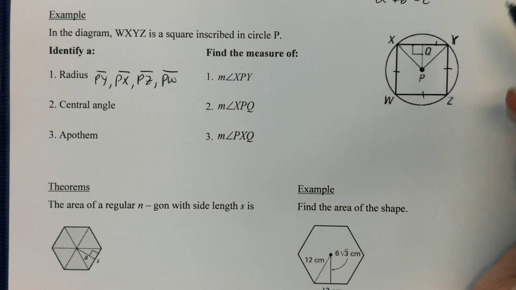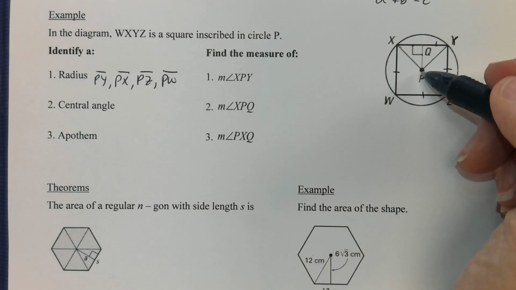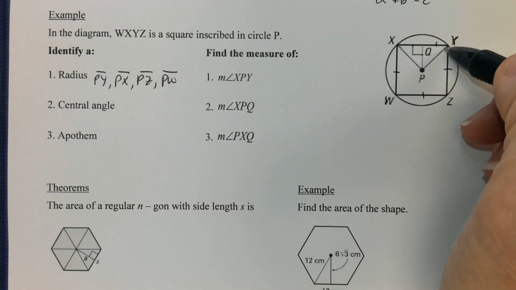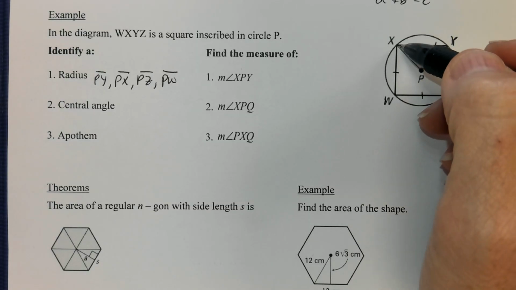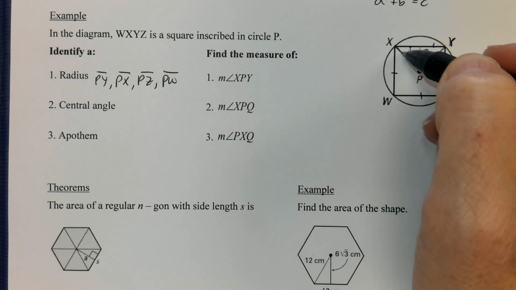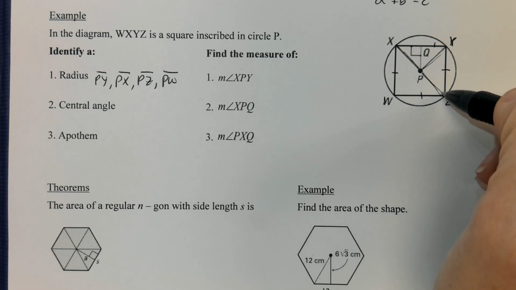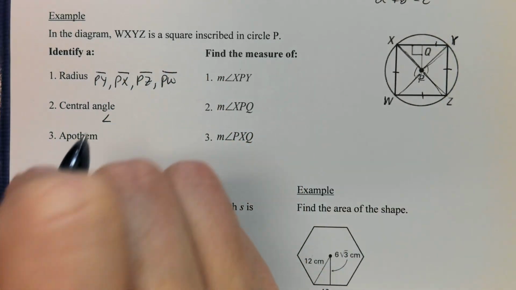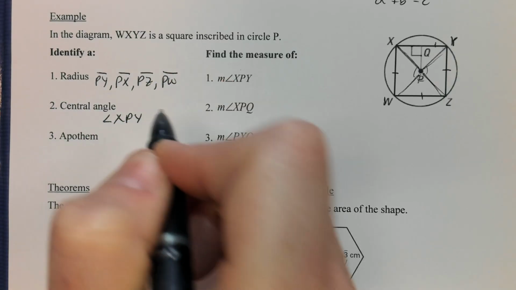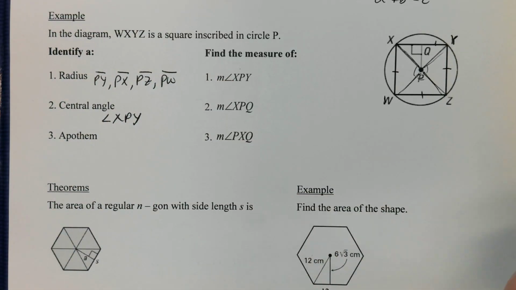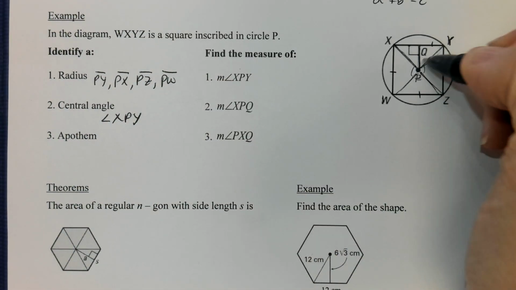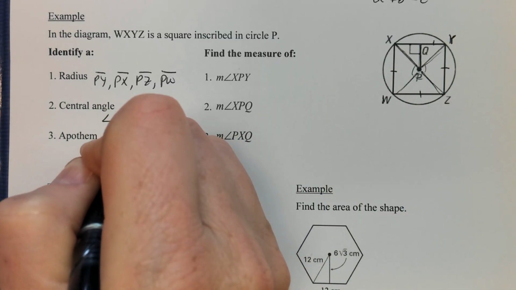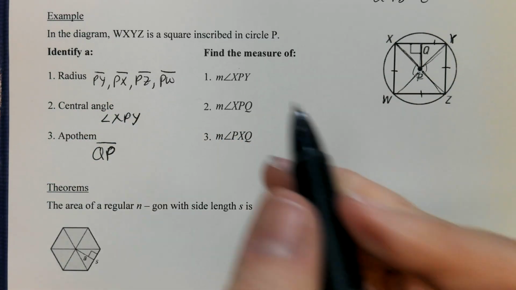A central angle, one of them, there are 4. Well, there's probably lots, but 4 in our square. So I'm going to do XPY. That's one of our central angles. We'd also have this one and that one. So we'd have all of these guys. I'm just going to say the one that was there, so XPY. The apothem would be QP. And then find the measure.